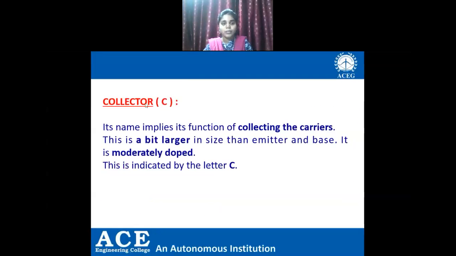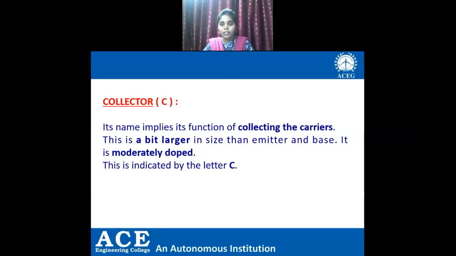Let us see what the collector is, what the collector will do. Now this is the terminal collector, see. Its name implies its function of collecting the carriers, right? This collector is going to collect the carriers which are emitted by our emitter. This is a bit larger in size than the emitter and base. It is moderately doped. This is indicated by C.